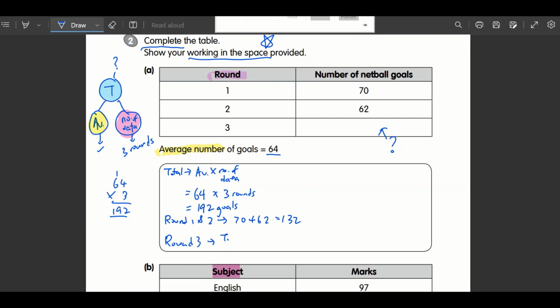I take the total, and then I minus what's here, so that's round 1 and 2. So I will be able to get 192 minus 132. That will give me the answer for round 3, 60. Okay, so that's the first method in blue.